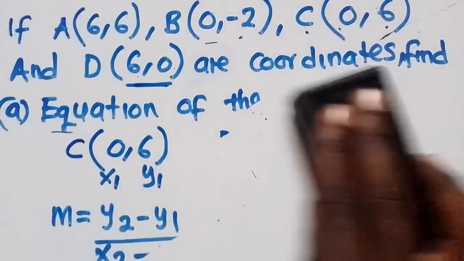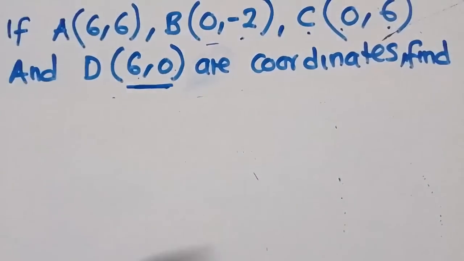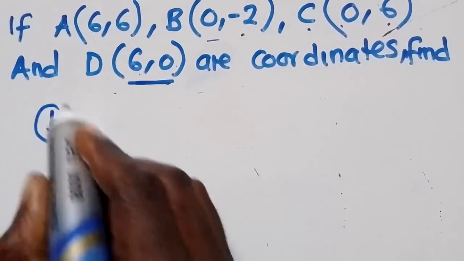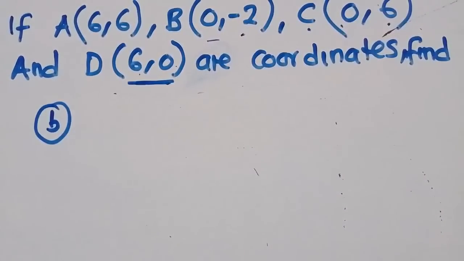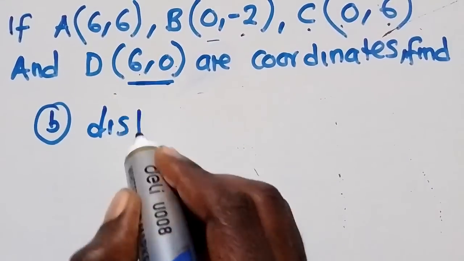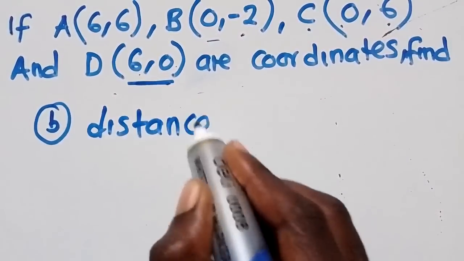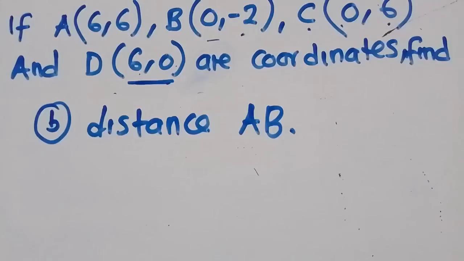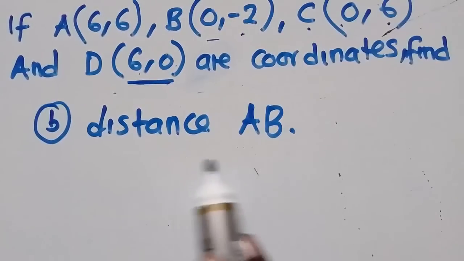So under the next question, that was A, so we go to B. Under B, what are we told? We are told to find the distance AB.